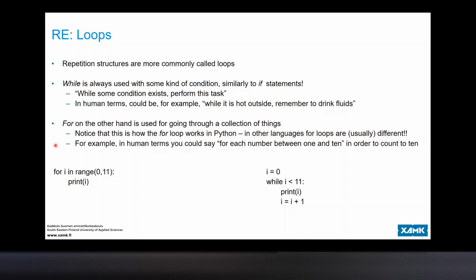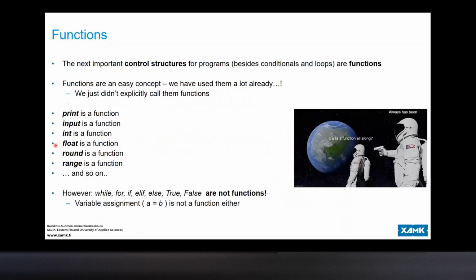So conditionals are for altering the path your code takes, and loops are for repetition. The next important control structure is related to conditionals and loops, because it's similar yet slightly different. This control structure is, of course, the function. Now, functions are a really easy concept in the way that we have already used them, and actually we have used them a lot. We just didn't explicitly call them functions.